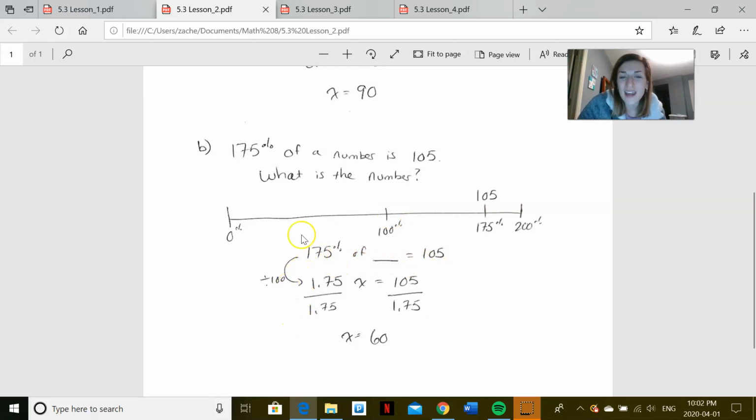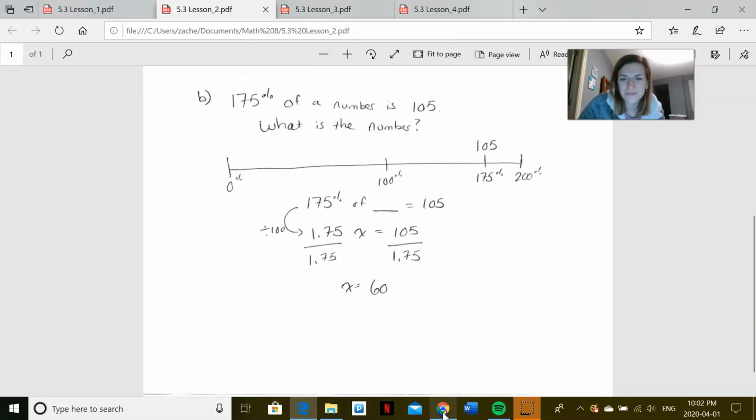So again, if we turn this into a decimal, this time, because it's over 100%, it's going to be 1.75 times x, our unknown, is equal to 105. And so to get x by itself, we're going to divide both sides, and these cancel out. And so 105 divided by 1.75, if you put that in your calculator, is 60. So that's B. All right.